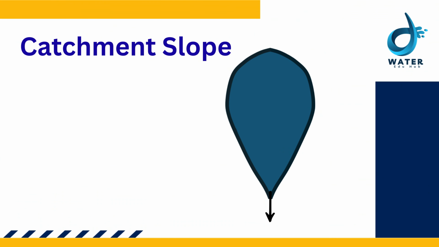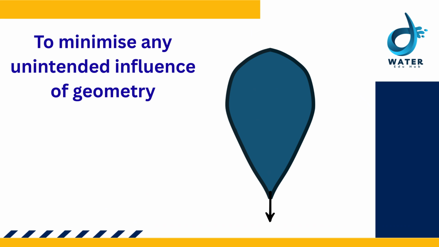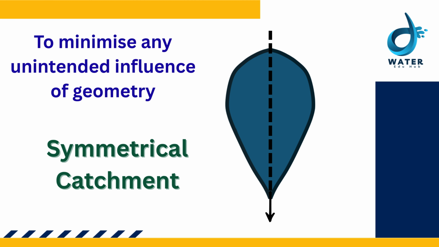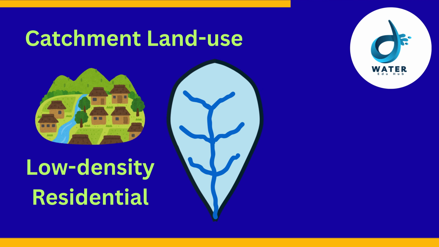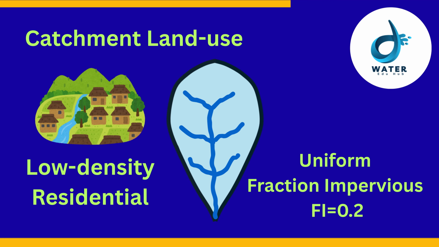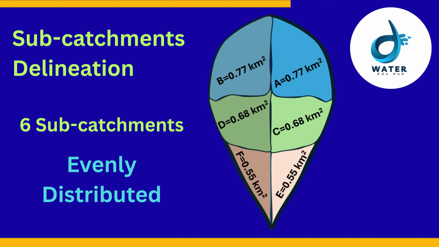Our study catchment is a hypothetical basin located in southeast Melbourne. It covers an area of approximately 4 square kilometers, extending 3.5 kilometers from north to south, where the outlet is situated. The catchment has a uniform slope of 0.4%, gently descending toward the outlet. To minimize any unintended influence of geometry on the results, the catchment is designed to be symmetrical along a vertical axis passing through the outlet. Representing a low-density residential area, the catchment has a uniform fraction impervious of 0.2. It is divided into 6 subcatchments evenly distributed on the eastern and western sides.